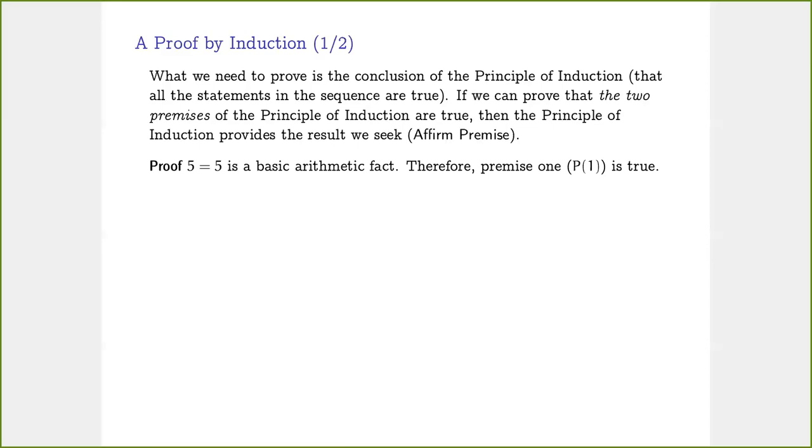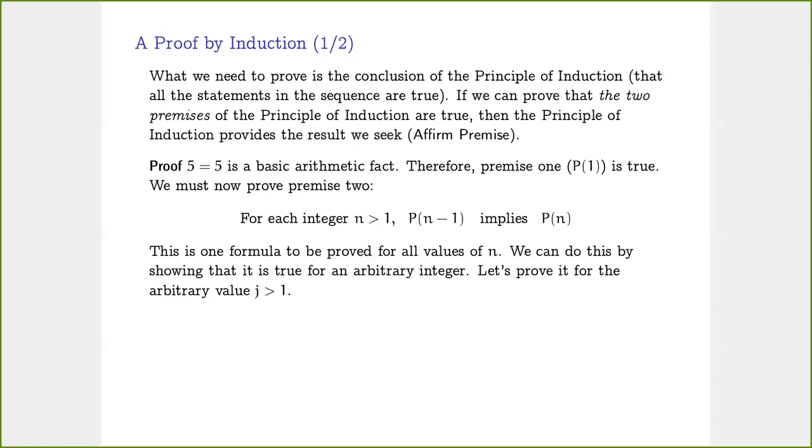Okay, so we're going to try to prove the first two premises. 5 equals 5 is a basic arithmetic fact. Therefore, the first premise, P of 1, is true. Now we must prove premise 2, that for each integer n greater than 1, P of n minus 1 implies P of n. This is one formula to be proved for all values of n. We can do this by showing it is true for an arbitrary integer. Let's prove it for the arbitrary value j greater than 1.